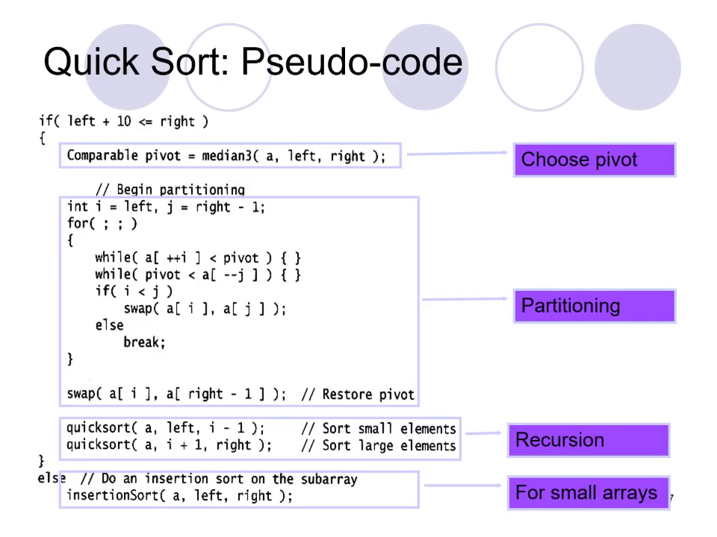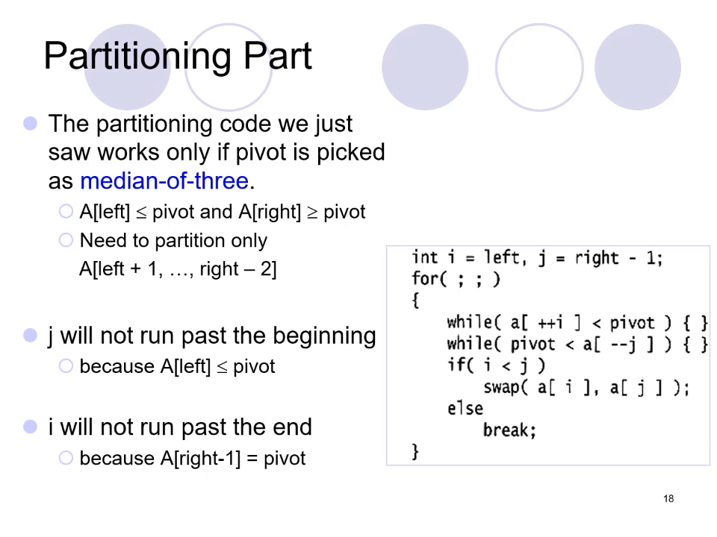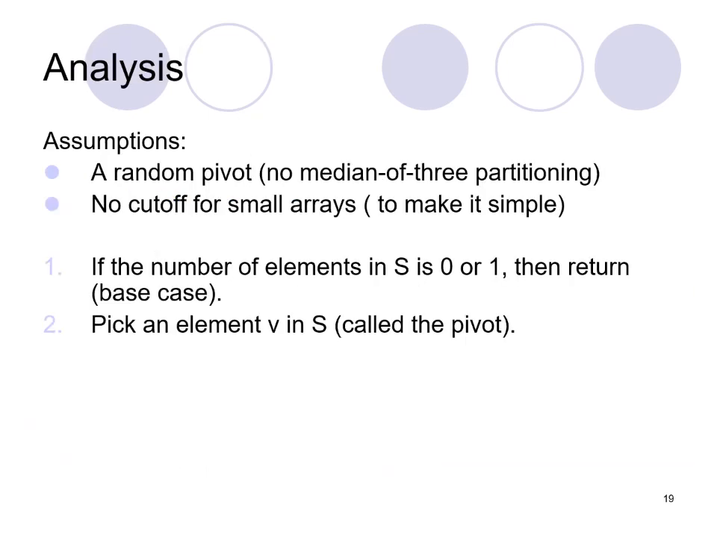This is the code for quicksort: choosing a pivot, partitioning, recursion, and applying conditions. The partitioning code we just saw works only if the pivot is picked as median of 3. Now let us see some of the assumptions. First, pick a random pivot. Second, no cutoff for small arrays. Third, if the number of elements in S is 0 or 1, then return, that is the base case. Finally, pick an element v in S, called the pivot.